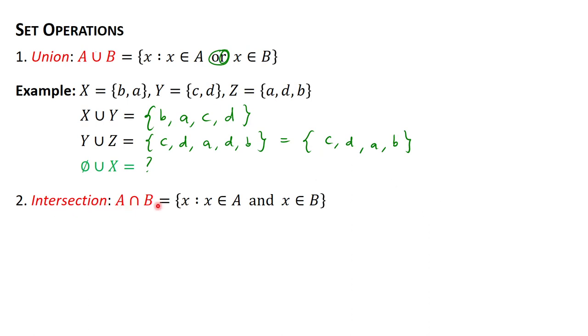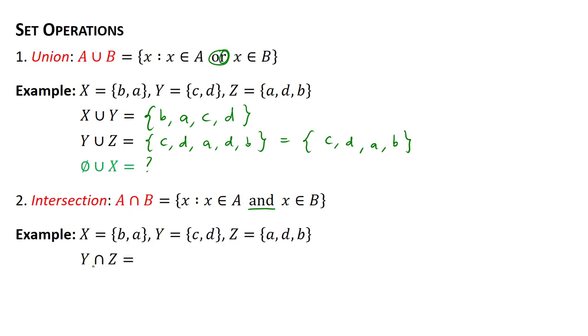Intersection, ang set na yan ay anything that is in A and at the same time, it is in B. So, required na masatisfy pareho bago siya mapunta sa intersection. Again, consider the same sets. What is the intersection of Y and Z? So, ano yung common sa kanila? It should appear in both sets.